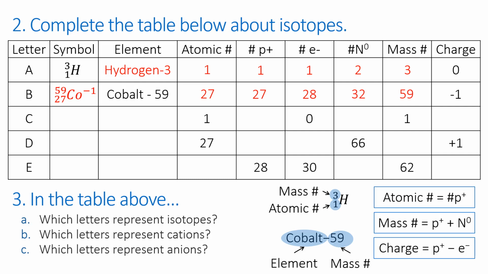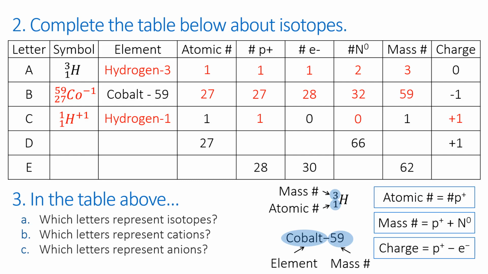Isotope C has an atomic number of 1, which means that it has 1 proton. Since the mass number is equal to 1, and that's a proton, there must be 0 neutrons. And since I have 1 proton and no electrons, my charge is +1. So I can write the element name as well as the symbol. For the symbol, I need to include the mass number, atomic number, and charge. And for the element name, I need to include the mass number.